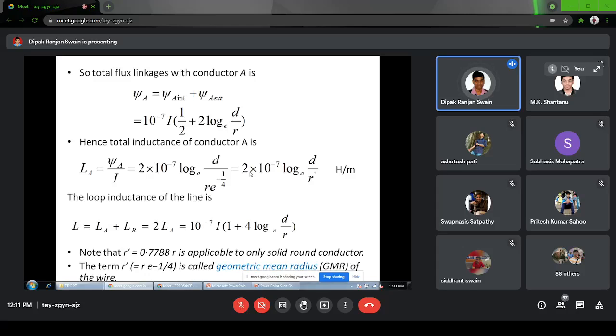So if I multiply by 2 here, you can multiply 4 into 10 to the minus 7 ln d by r dash, or if I multiply 2 here, 10 to the minus 7 (1 plus 4 log d by r). So this is the final formula for a single phase line. What will be the inductance of a single phase line? This is how the calculation is done. Okay.